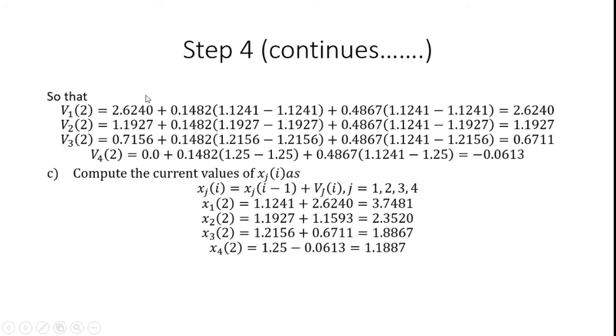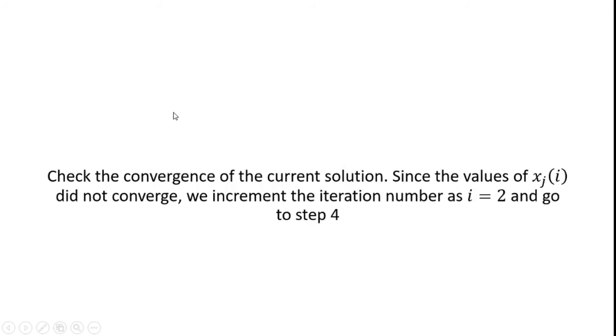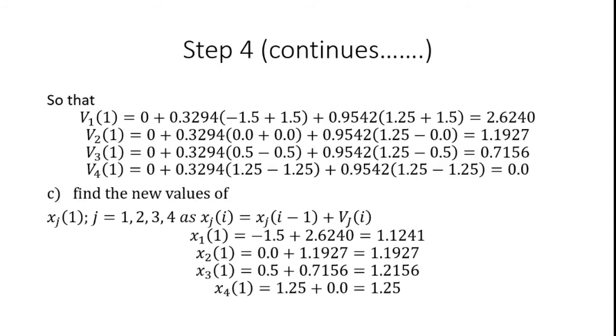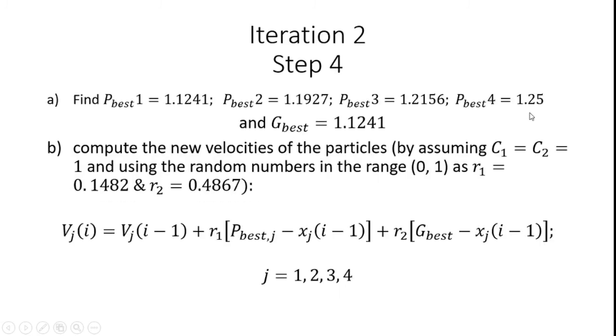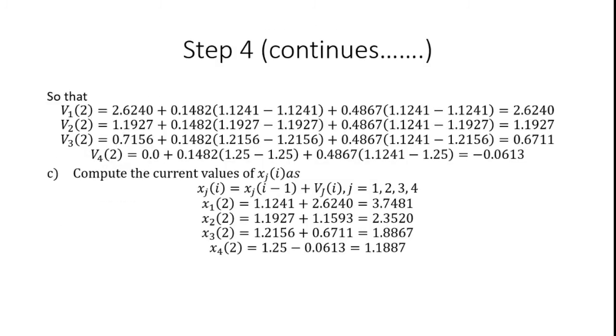What I got from my first iteration, the x1 value, you see, is 2.6240. From the first iteration I got v1 of 1, the value is 2.6240. So I select this same 2.6240 as the next iteration's initial point of v1 of 2, and I again go for the next identification of the next neighborhood point.